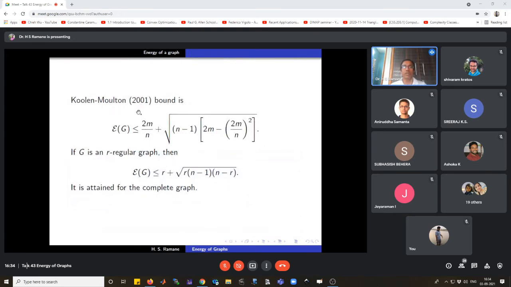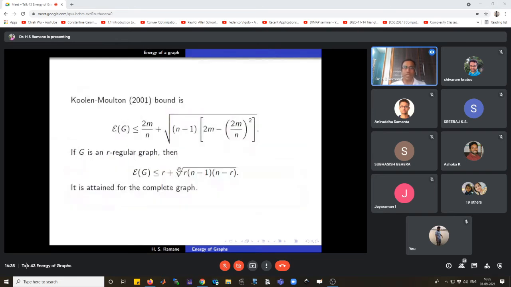Now, we have already seen the Koolen–Moulton bound. If G is a regular graph, then 2m/n is r. So the energy of G will be less than or equal to r plus the square root of r(n minus 1)(n minus r). So simply replace 2m/n with r. So you get a bound for the energy of a regular graph, and this is equal for the complete graph.